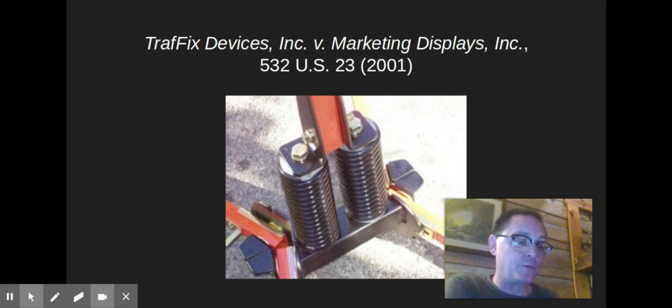in order to be able to effectively compete with you. And the fact that there are conceivable alternatives or other ways of accomplishing the same functionality isn't enough, because it's not clear that those other ways of accomplishing the same functionality are as desirable as this one. In other words, what you're trying to do, MDI, is monopolize the best way of creating this product, and trademark law is not intended to let you accomplish that goal.